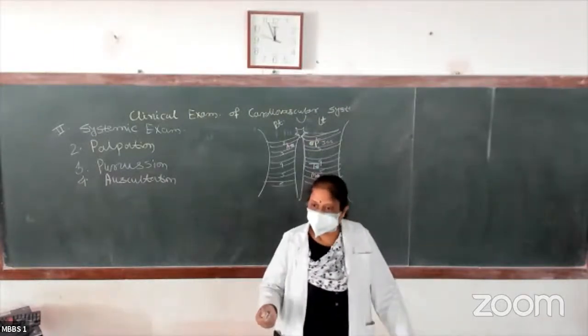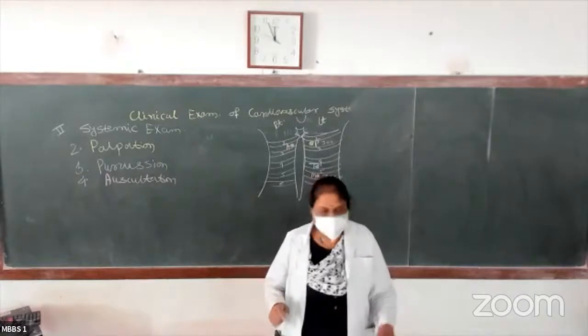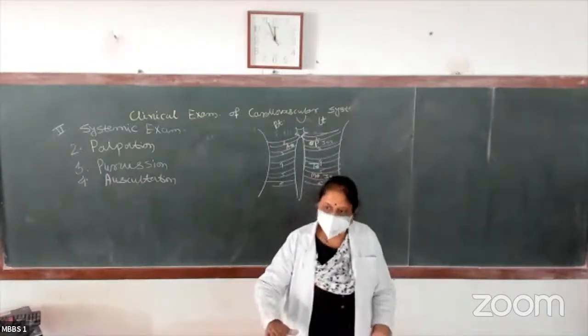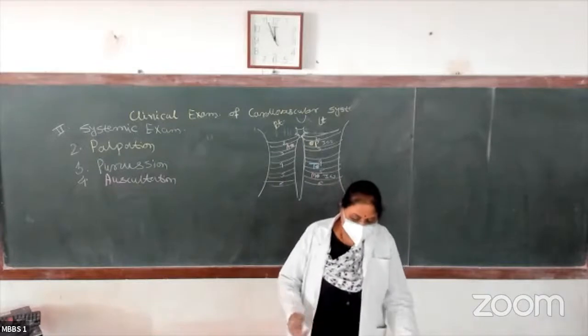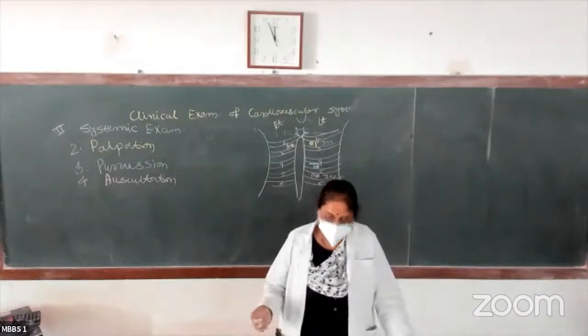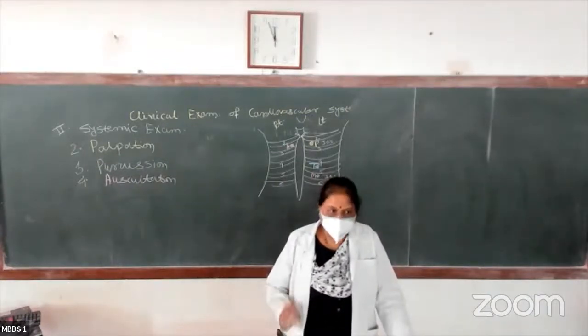Character, that is the rate. Count the rate for 1 minute. Now you are palpating, so put your hand flat. Count the rate for 1 minute. Write your observation. Rhythm, regular, irregular. Force, normal, increased force or decreased force.